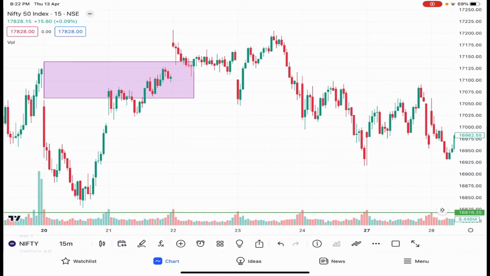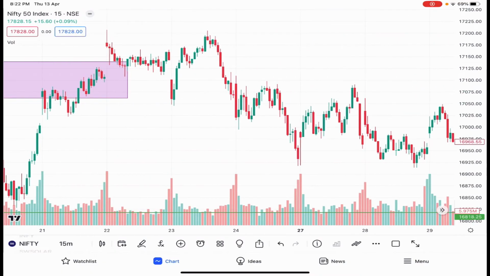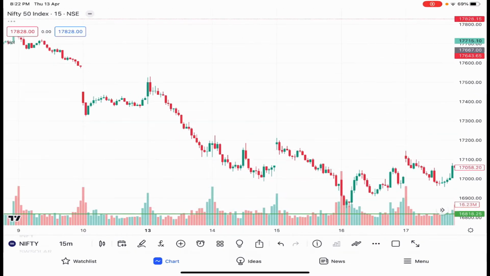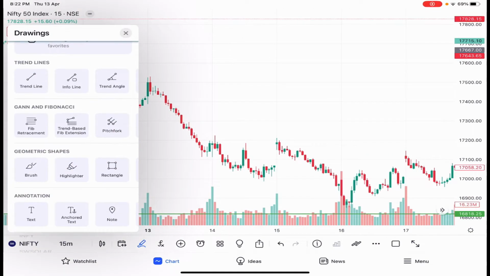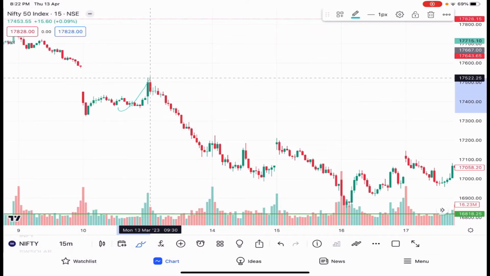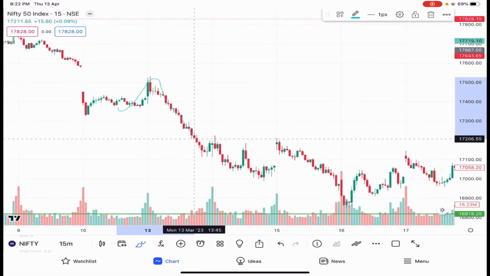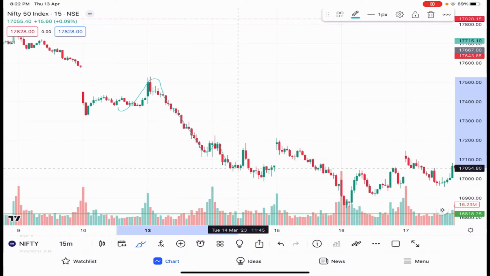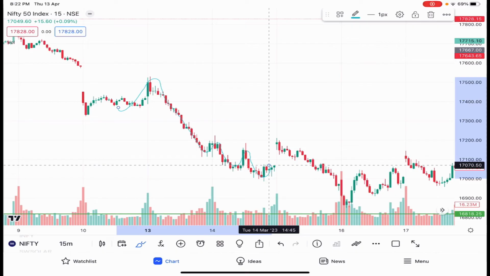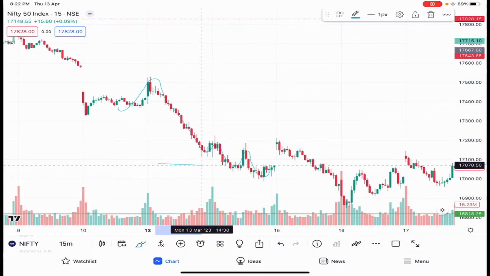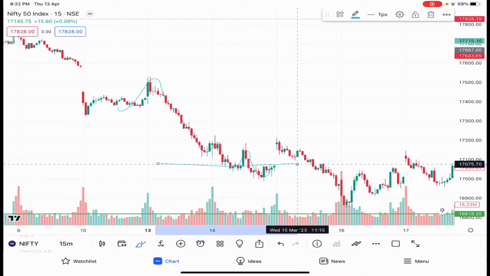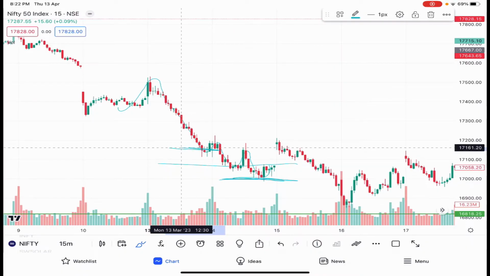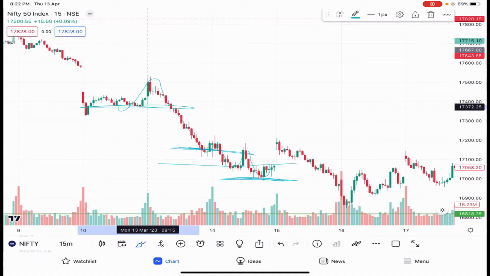Now let's look for a downtrend. Okay. Now this is my downtrend. Now how do I analyze a downtrend? Very simple. Lower high, lower low, lower high, lower low. Now how do I know this is the lower low? Look at this. This low is lower than the previous low. This low is lower than my previous low.